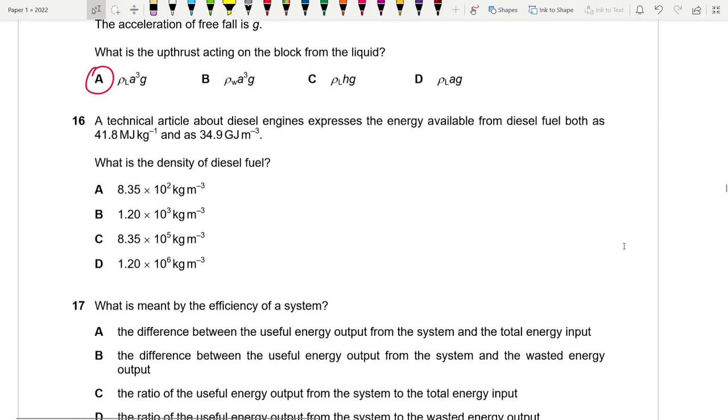A technical article about diesel engines expresses the energy available from diesel fuel both as 41.8 megajoule per kg and as 34.9 gigajoule per meter cube. What is the density of diesel fuel?